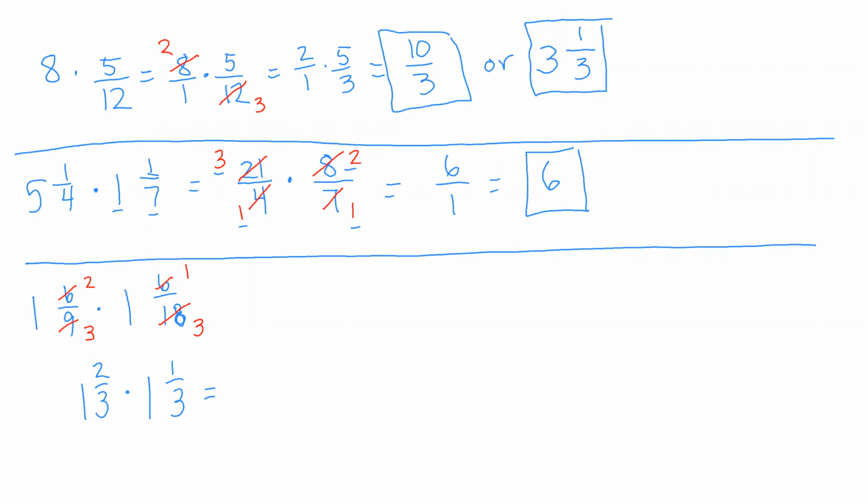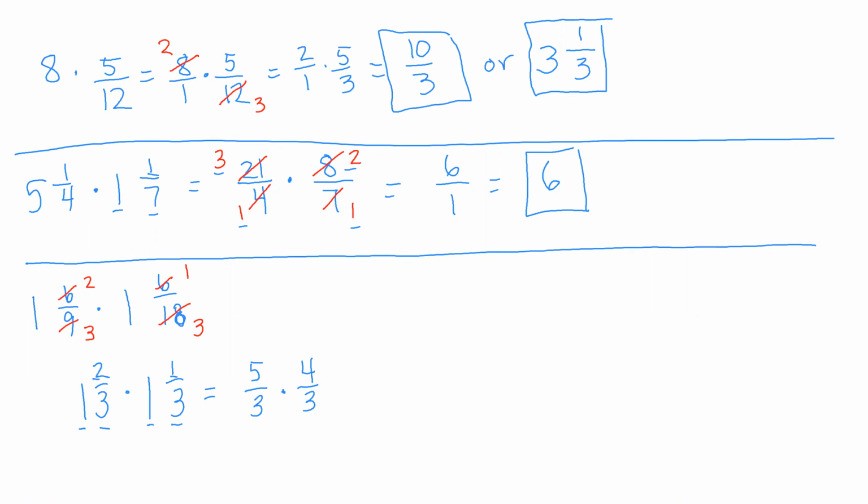So now we're going to convert everything to improper fractions. For 1 2/3, I take 3 times 1, which is 3. I add 2, which is 5. So I get 5/3. For 1 1/3, I take 3 times 1 is 3, plus 1 is 4. So I get 4/3.